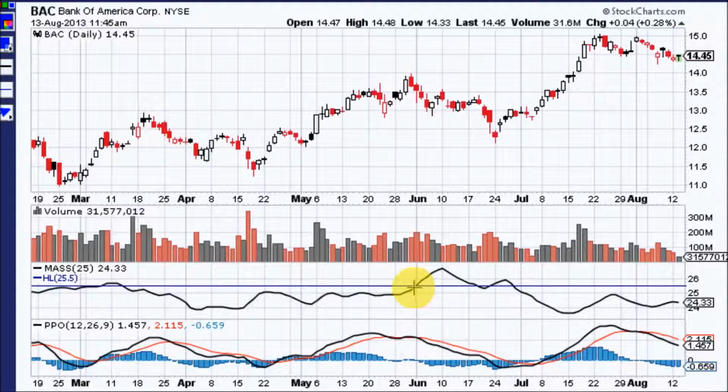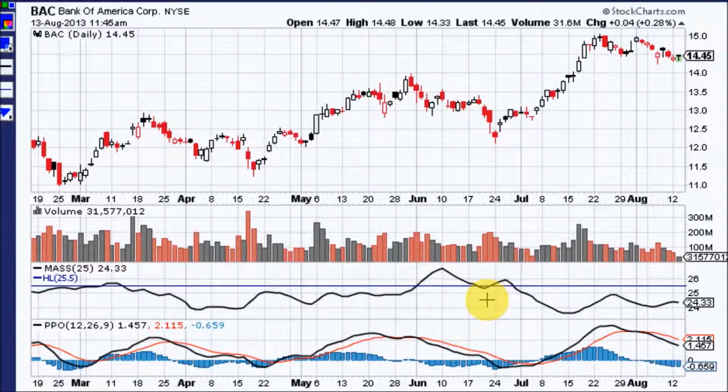Okay, right here is the beginning of the second bulge, by crossing up through 25.5, and then it finishes right here by crossing down through 25.5. At the time, the PPO was saying it's down, it's bearish. The chart breaks down on a bearish head and shoulders chart pattern with the head right here, the left shoulder here, and the right shoulder in this area. And when it breaks below neckline support here and here, on this day right here, it falls hard.